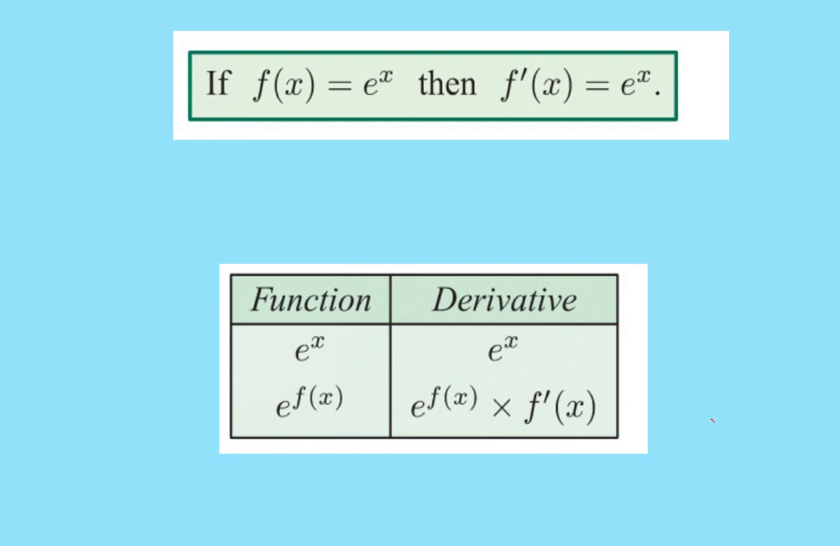So for example, e raised to 4x. In that case, the derivative is the function e to the 4x multiplied by the derivative of that function, times by 4. It's a version of the chain rule. Let's see how it works.